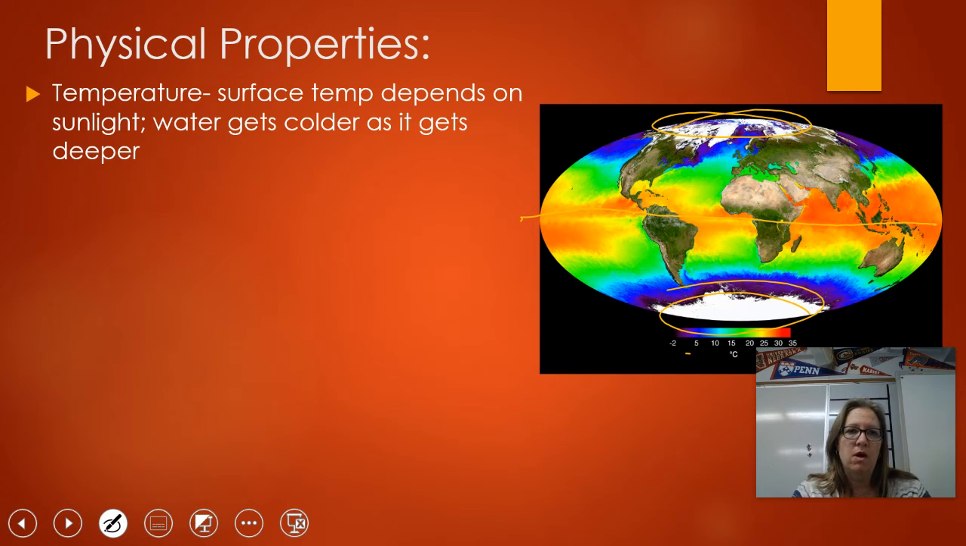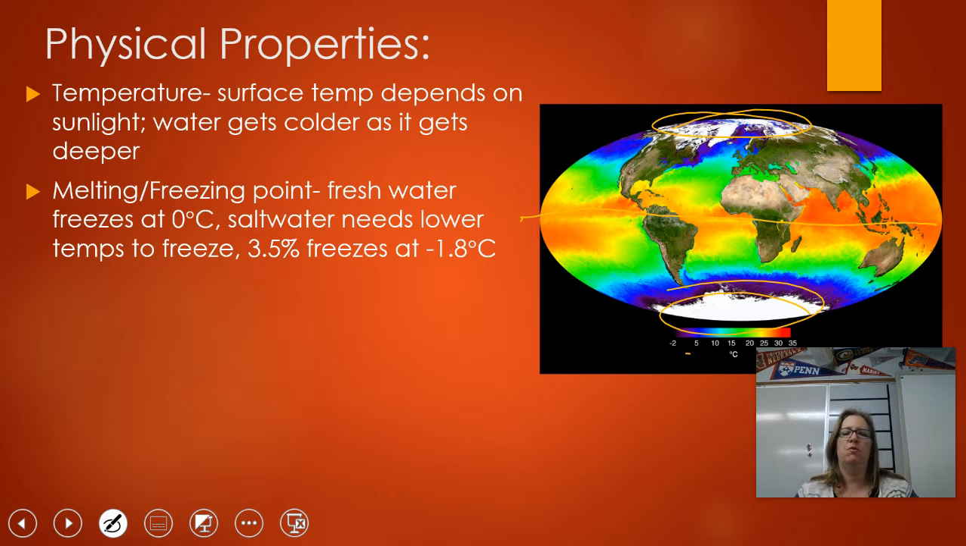The surface water totally depends on the sunlight. The amount of sun you get at the equator is much more than the amount of sun you get at the poles because of the angle of the sun, okay? As you get deeper, the water gets colder no matter where you are, okay? And then there's currents that kind of stir this up a little bit. But surface temperature is very much similar to the regional temperatures in the climate. As you get deeper, it's just cold, okay?